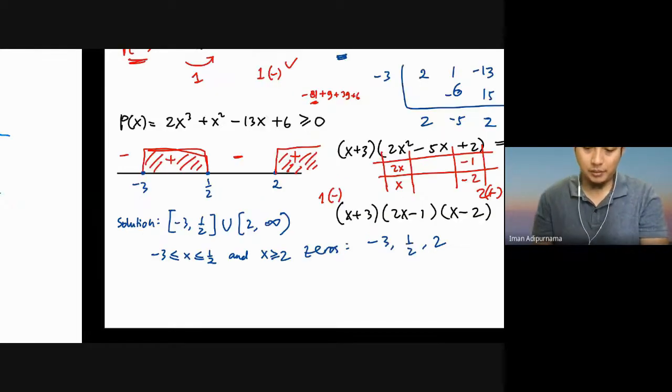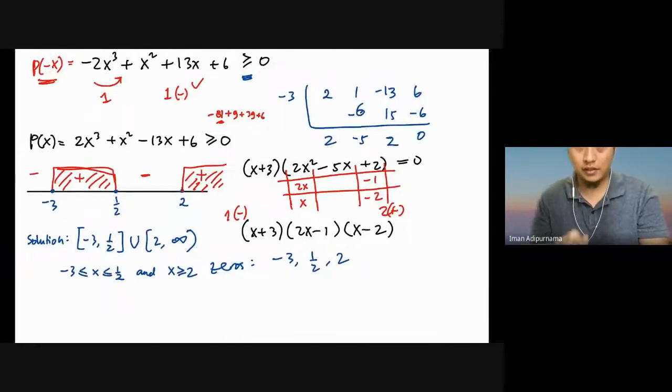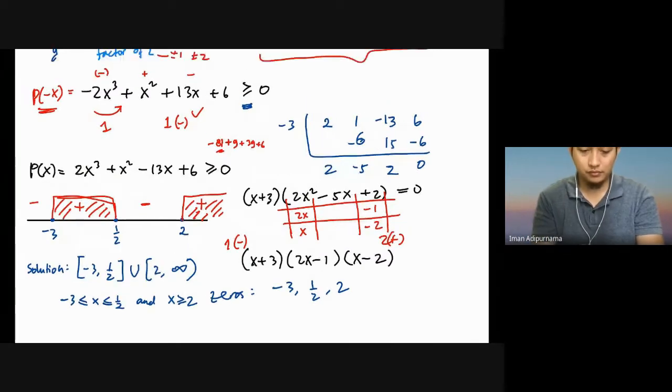Okay, let me give you another example and a few minutes to check and see how you can try to find out the inequality. Okay, if you have questions, you can write in your chat box.